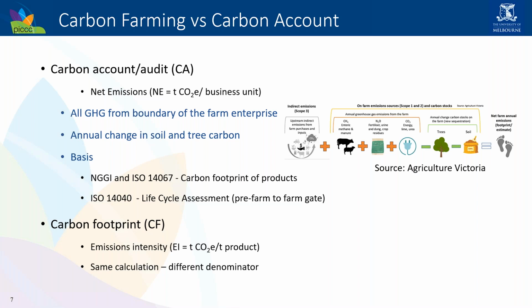So annual emissions of greenhouse gas from a farm are things like methane from enteric sources and methane from manure sources, as well as fertilizer, energy use, those kinds of things. And then on the sequestration side, as I said before, trees and soil.